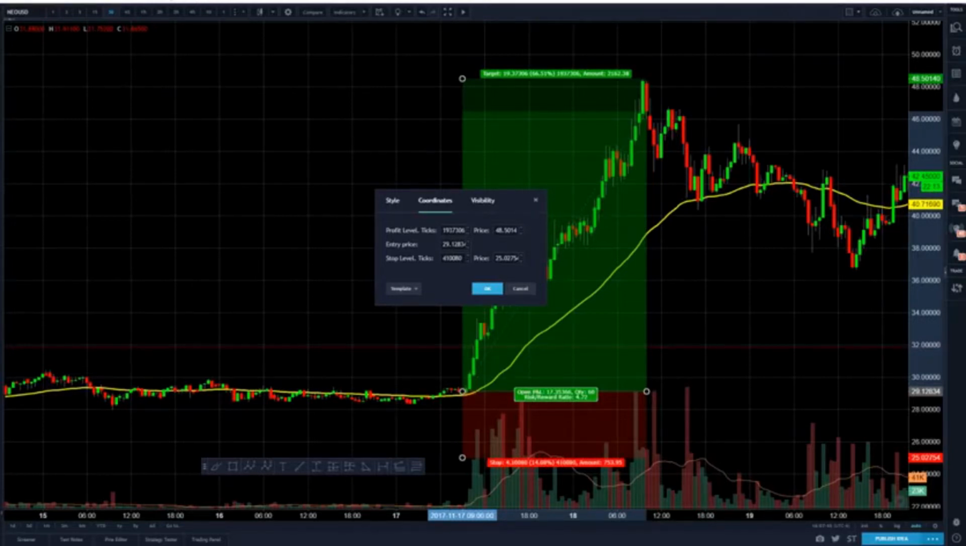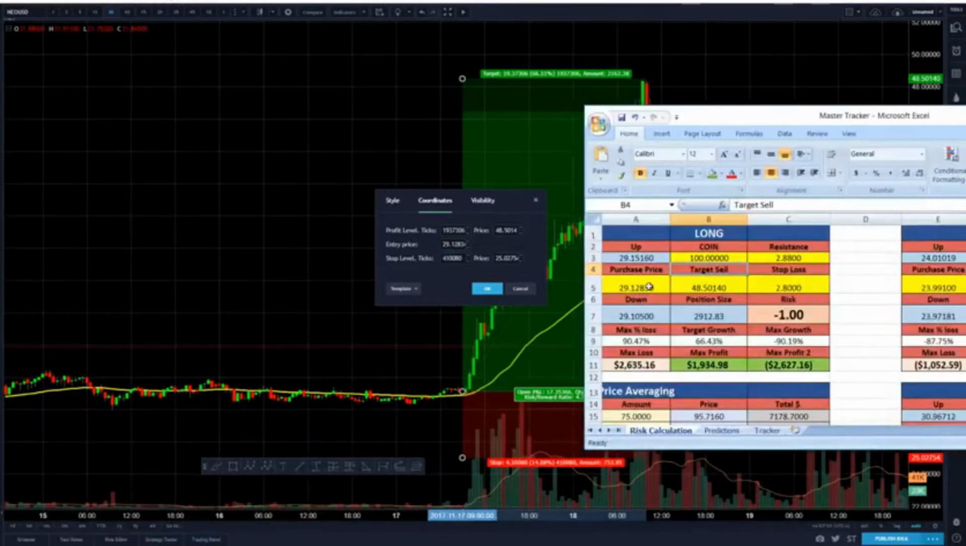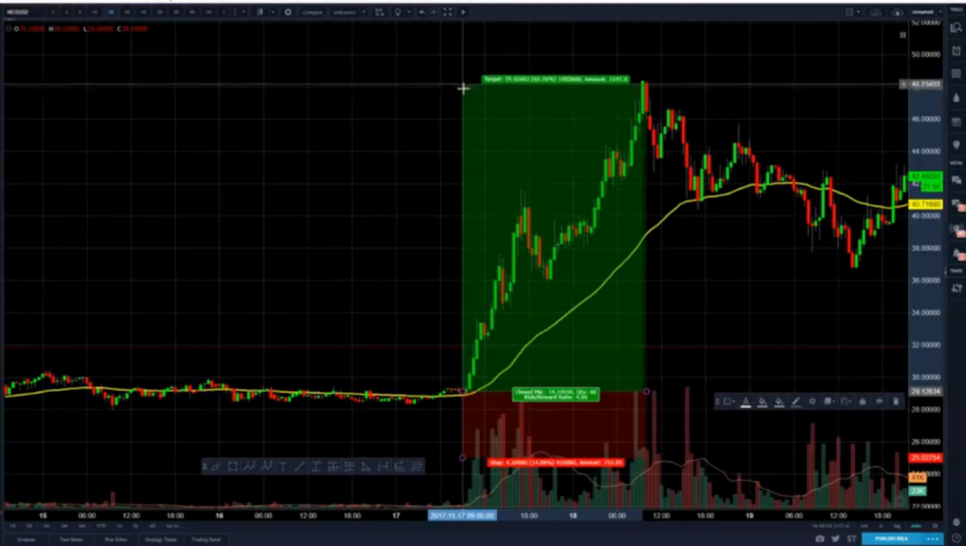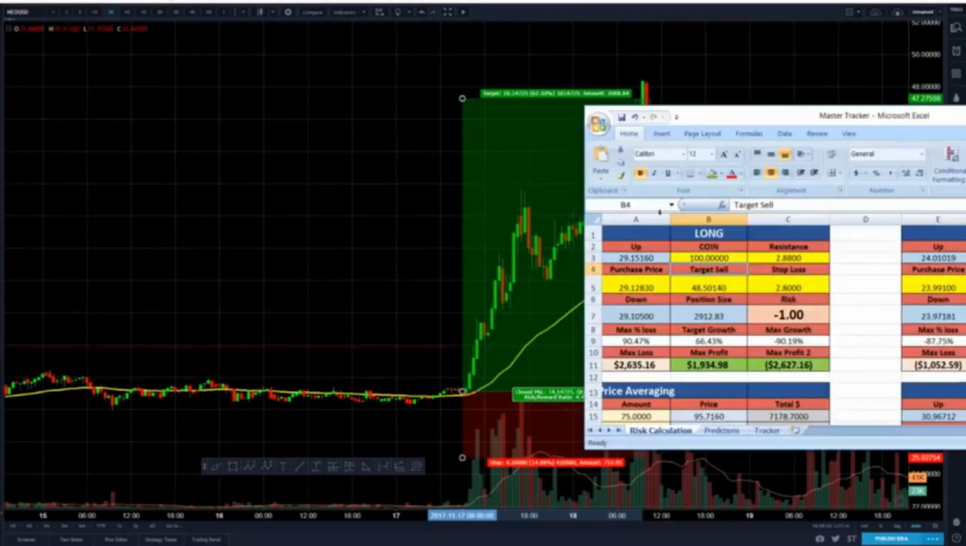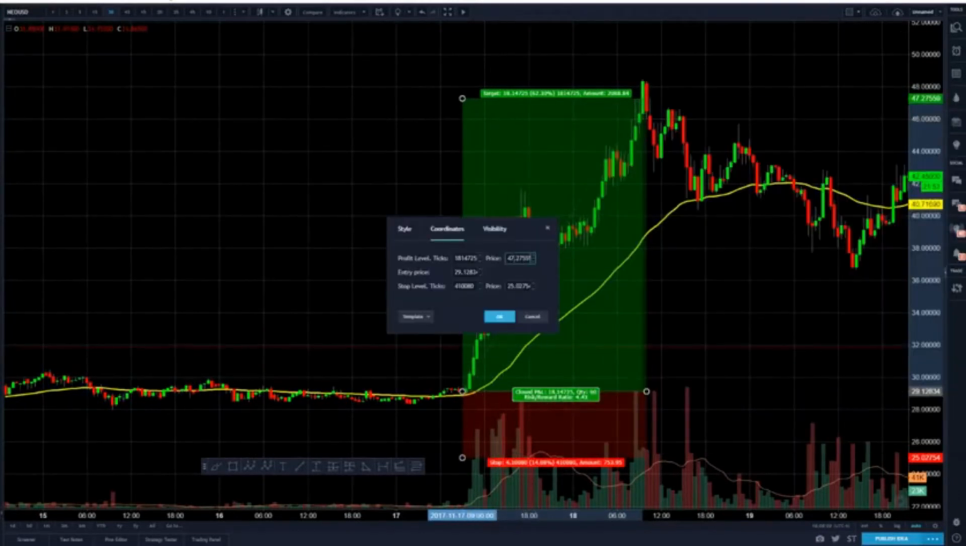Maybe that's a pretty big number. I don't want to do that. It's not relatable. Okay, so let's say you entered a position here, your entry price at 29.1283, and then you sold it, for example, at 45 at the very top. We'll just say at the very top. Or that's not realistic. Realistically, you probably won't get the top. Let's say you sold it at 47.2755.